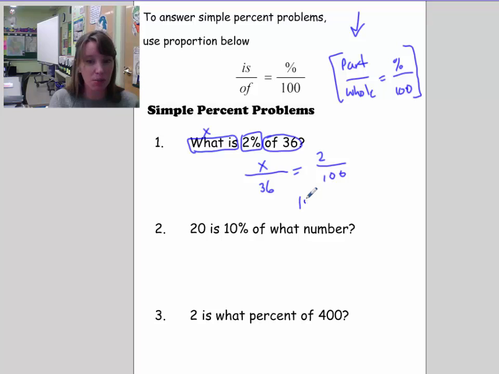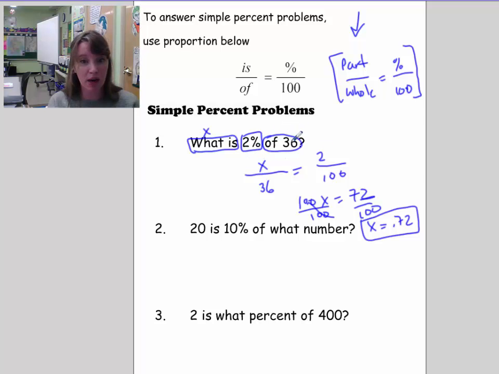Now I just solve this simple proportion by using cross products. So I multiplied x by 100 to get 100x. 2 times 36 is 72. Divide each side by 100. And now I would have x is equal to 72 divided by 100, which is 0.72. So 2% of 36 is just the number 0.72. Notice that it's less than 1. If we had 2 parts out of 100, that's equivalent to 0.72 out of 36.